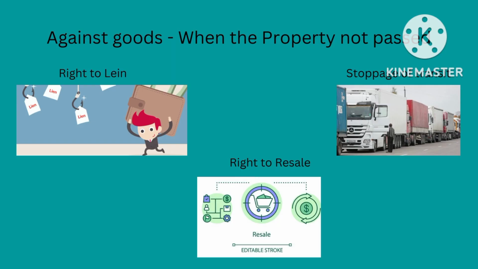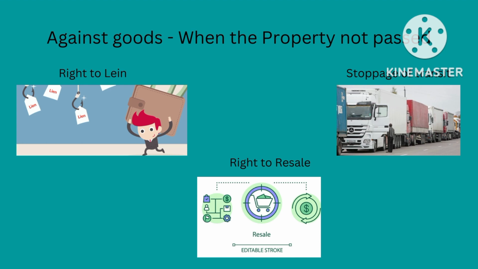When the property in the goods has not passed to the buyer, an unpaid seller has the following rights against the goods. The first right is the right of lien. A right of lien is the right to retain possession of the goods until the price is paid. It is available to the unpaid seller where he has possession and the goods have been sold without any stipulation as to credit.